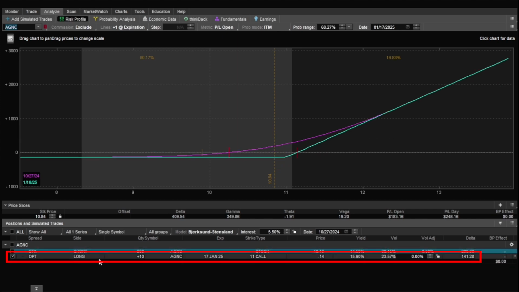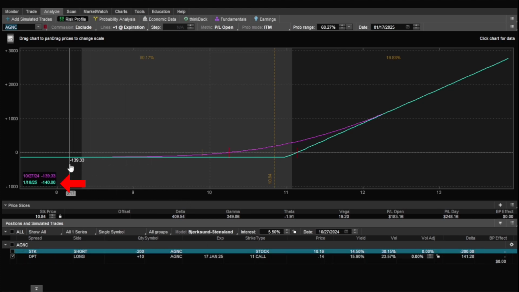First, I started by buying 10 long calls at the $11 strike. I paid 14 cents. So my risk, my max loss, is the premium I paid. So here it shows $140. And my max profit potential is unlimited. The stock price wasn't going in my favor and started to sell off heading into earnings. So if I did nothing, today it shows I would be down $65 or so, about half of my investment.